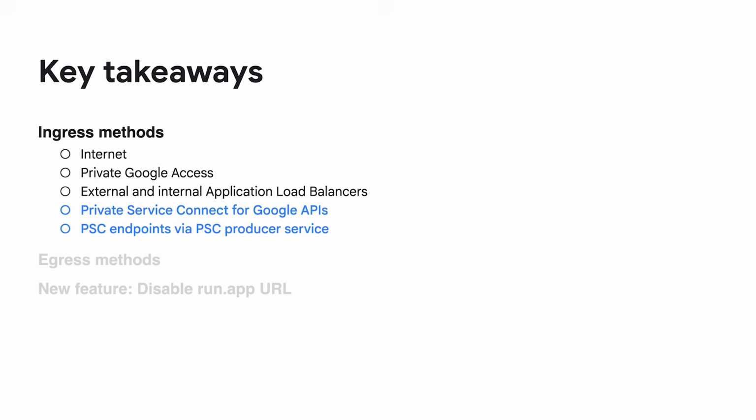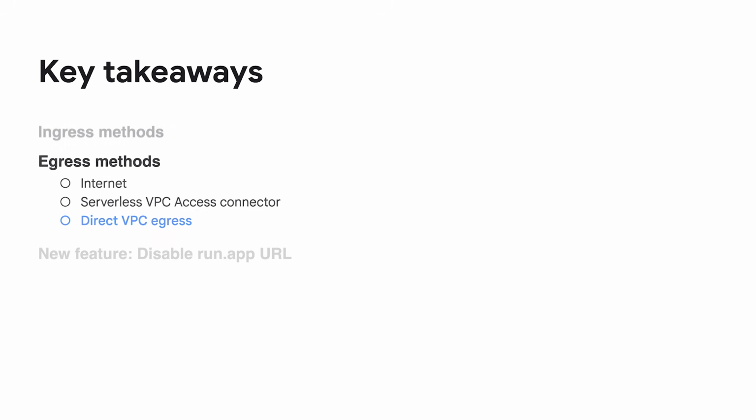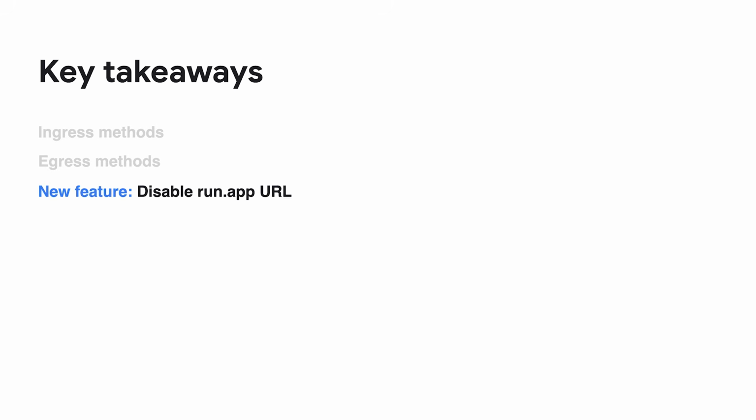So let's review our key takeaways. Adding to the list of ingress methods are PSC for Google APIs and PSC producer services. Adding to the list of egress methods is Direct VPC egress. For some added security, consider disabling the default run.app URL if you don't need it.